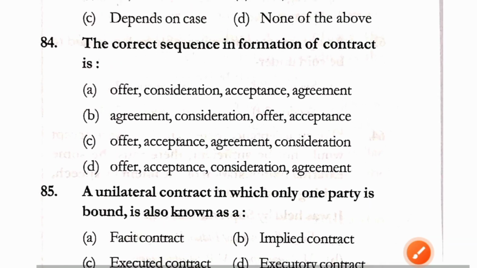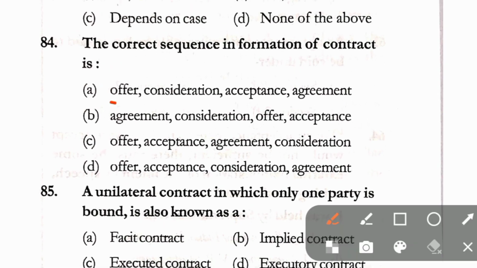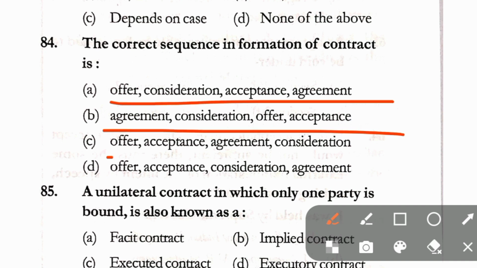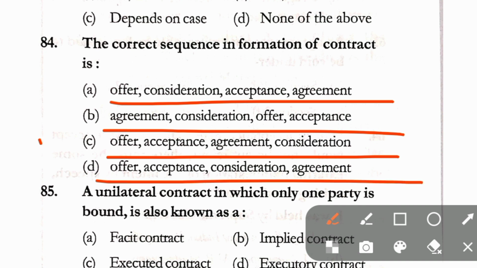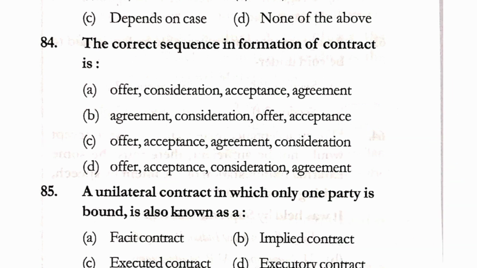Question number 84. The correct sequence in the formation of a contract is offer, consideration, acceptance, agreement; agreement, consideration, offer, acceptance; agreement, consideration, offer, acceptance; consideration, agreement. Correct answer here is option C, that is offer, acceptance, agreement, consideration.